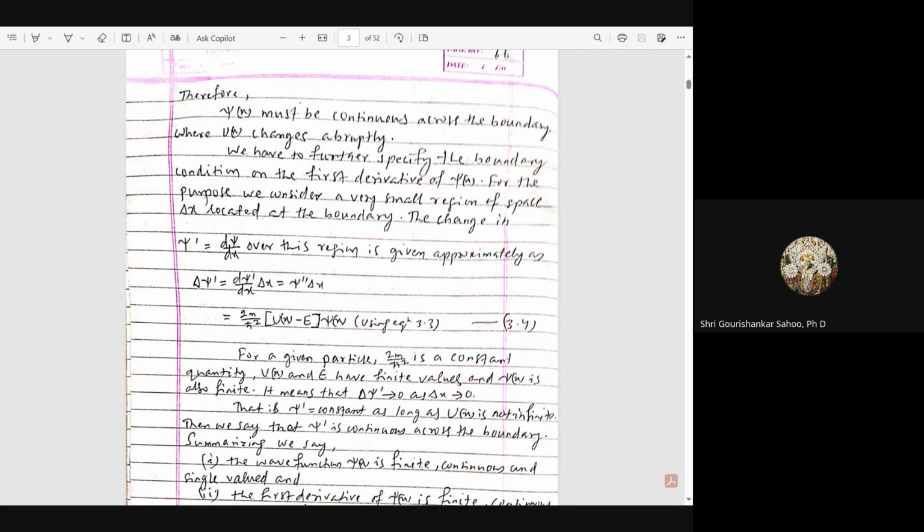So for a given particle, twice m by h cross square is a constant. m represents mass, and h cross represents h by 2 pi, which is a constant.